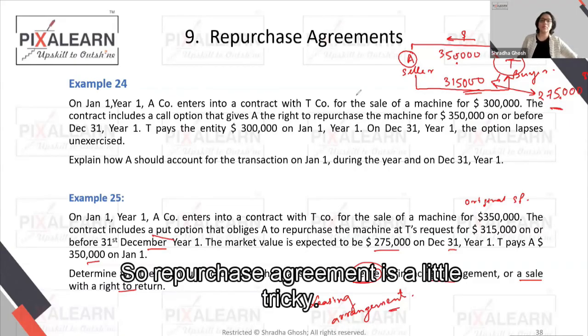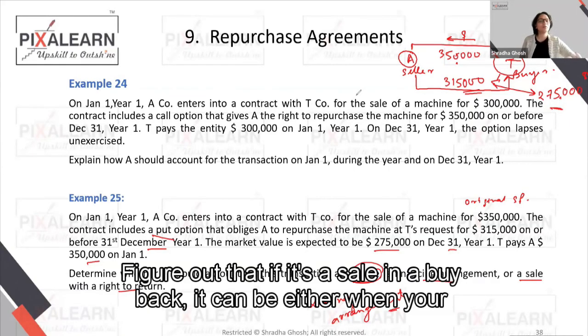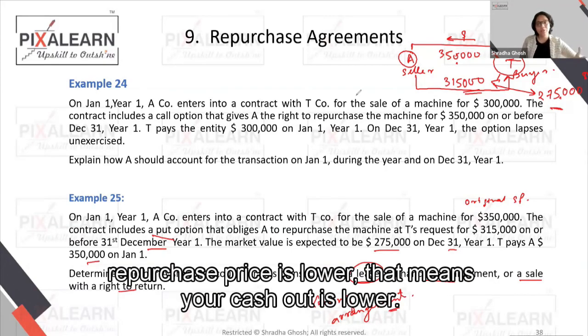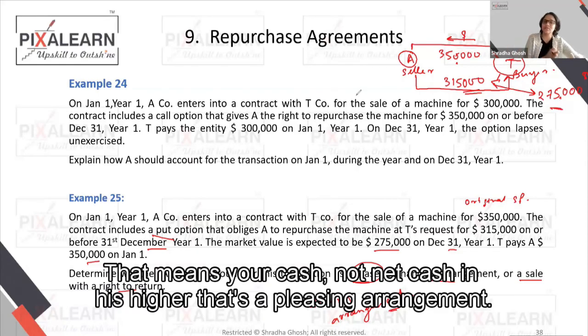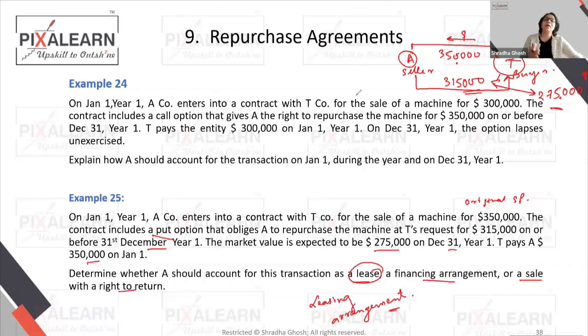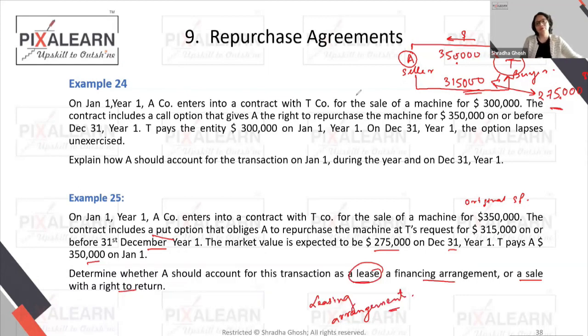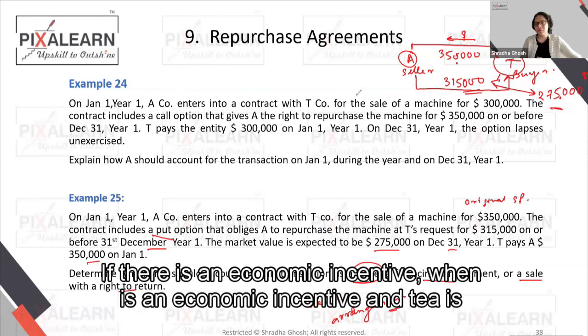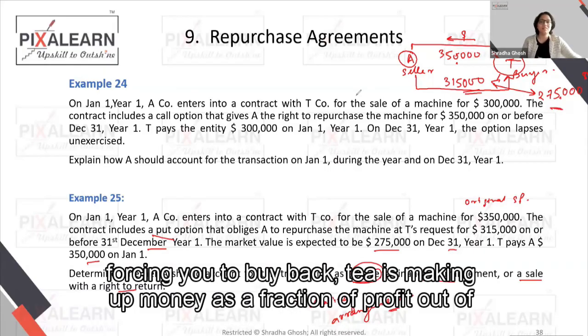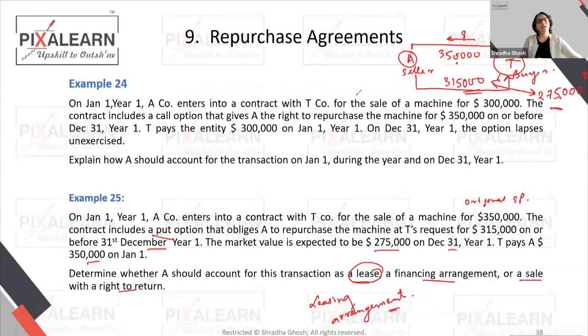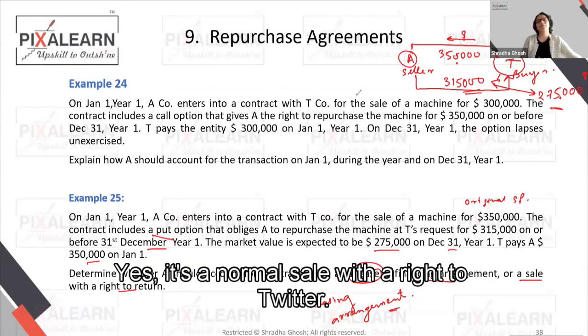Okay, so a repurchase agreement is a little tricky. Figure out that if it's a sale and a buyback, it can be either when your repurchase price is lower, that means your cash out is lower, that means your net cash in is higher, that's a leasing arrangement. If your repurchase price is more, then it's a financing arrangement. For a put option, it's either leasing if there is an economic incentive. When is there an economic incentive? When T is forcing you to buy back, T is making money as a fraction of profit out of it. Then it's a leasing arrangement. Else, it's a normal sale with a right to return.